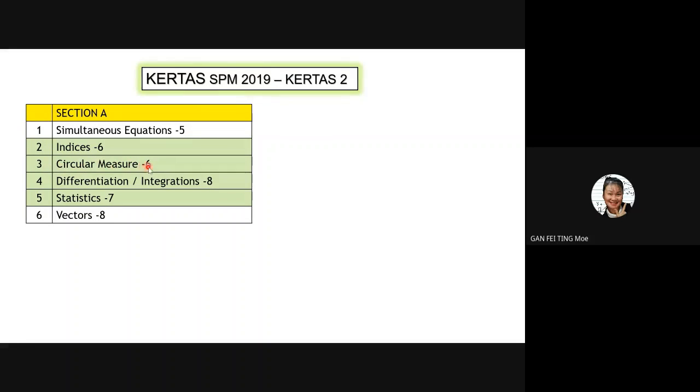Circular measure, 6 marks. Question number 4, differentiation and integration, they add together, these two topics, 8 marks. And question number 5, statistics, 7 marks. Question number 6, vectors, 8 marks.